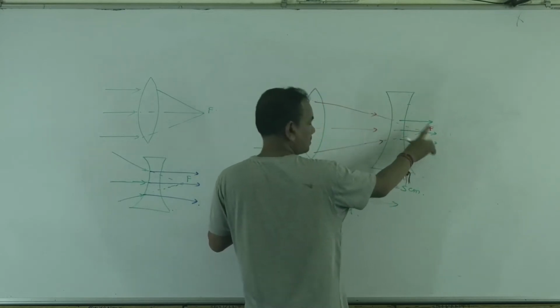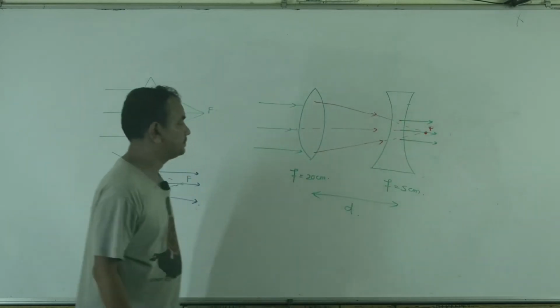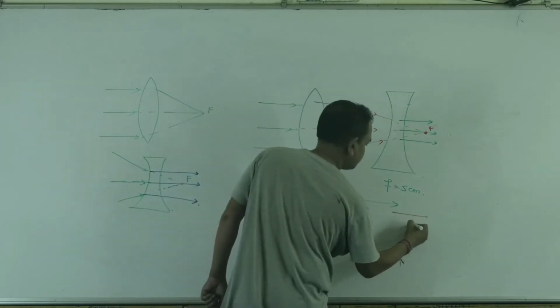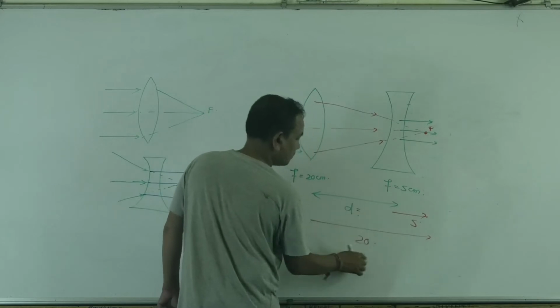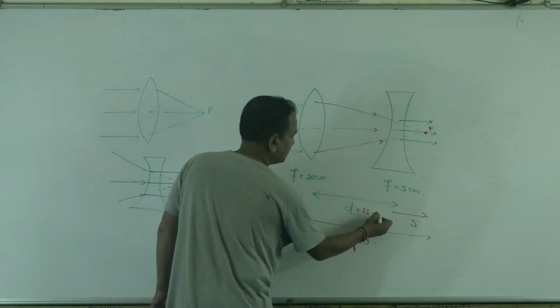This focus is the common focus, then the ray becomes parallel. And this particular distance is 5, and this total distance is 20. So d is nothing but 20 minus 5, which is 15 centimeter.